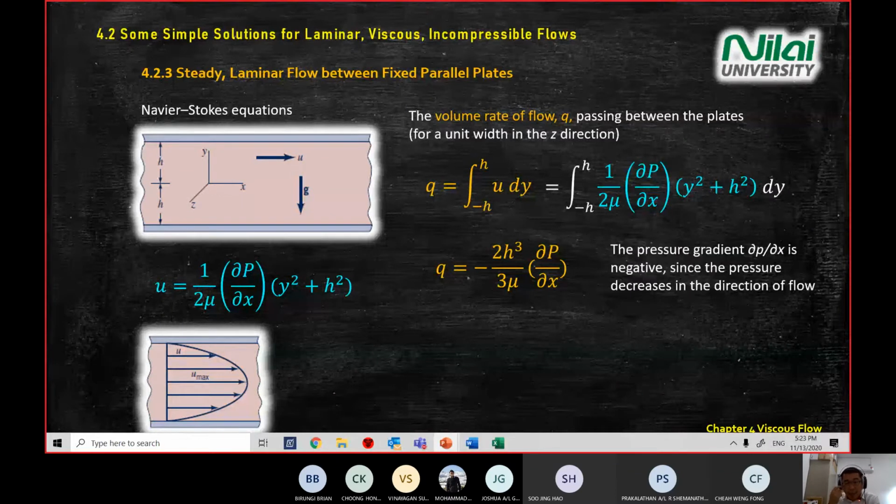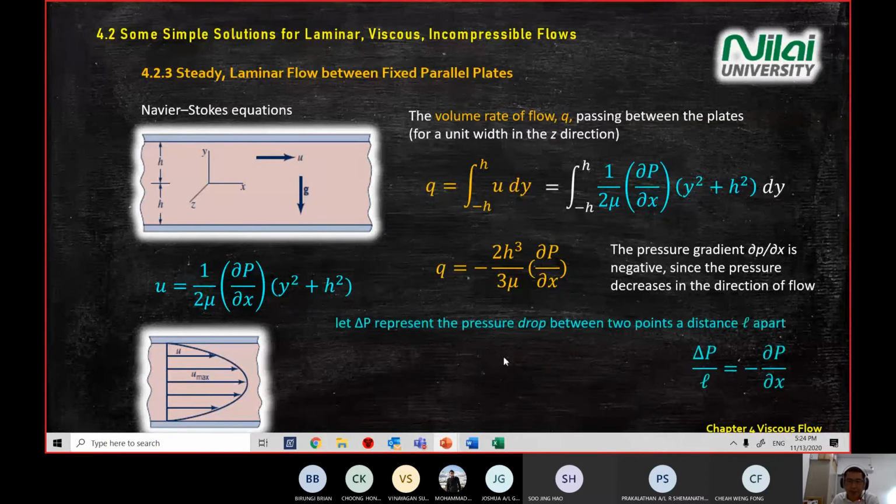And just note that the pressure gradient is negative because the pressure decreases in the direction of the flow. If in the channel here, your pressure must be high on the left so that your flow can move, because high pressure always moves to low pressure, right? So you have a negative del P, the gradient, you have a negative. And then you pull out the relationship between del P, the pressure drop between 2 points, so del P divided by L.